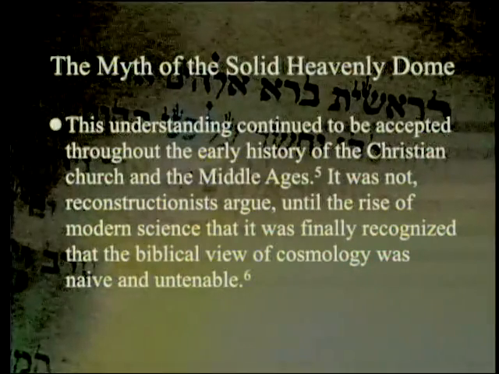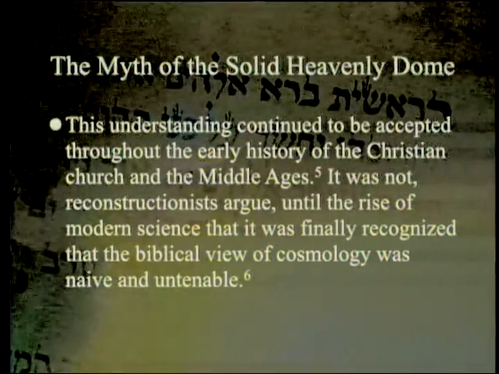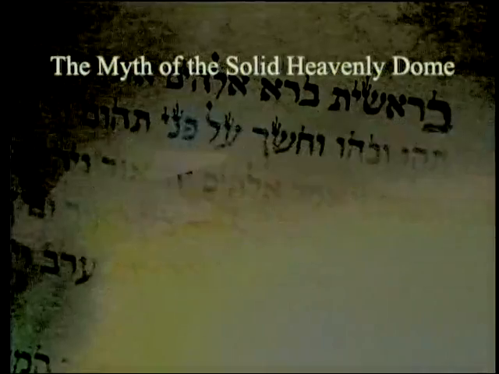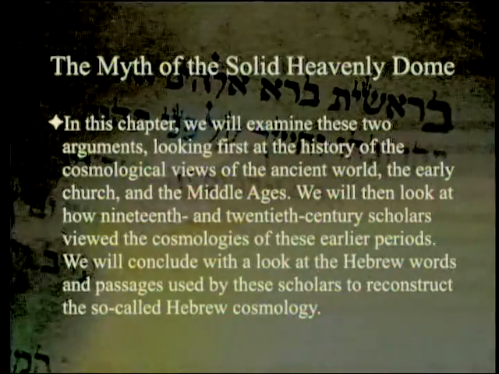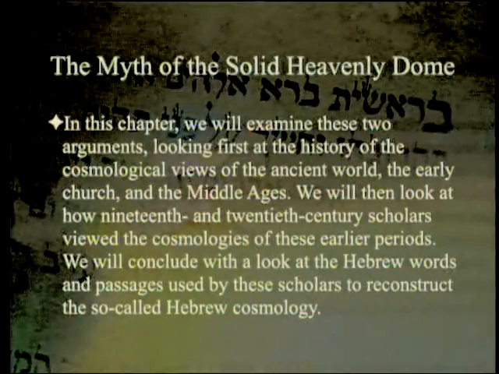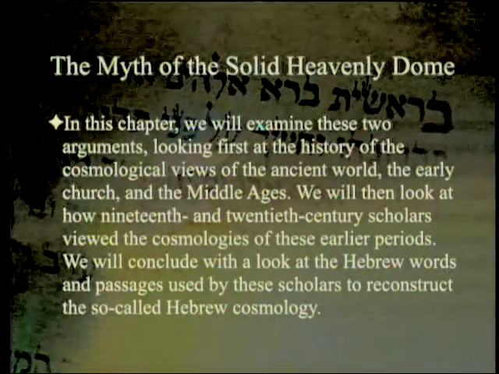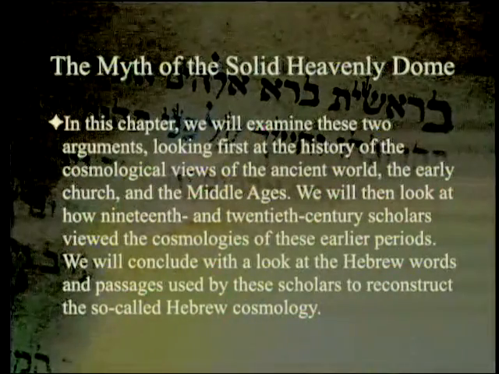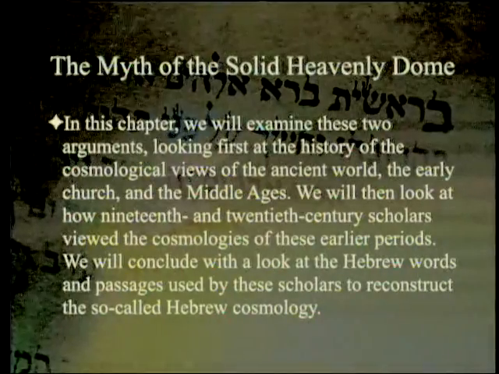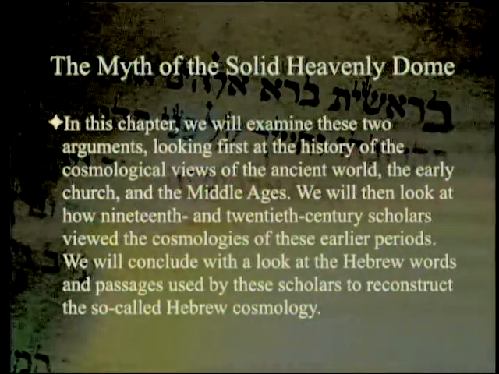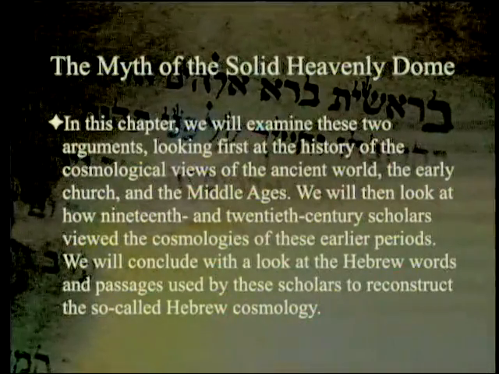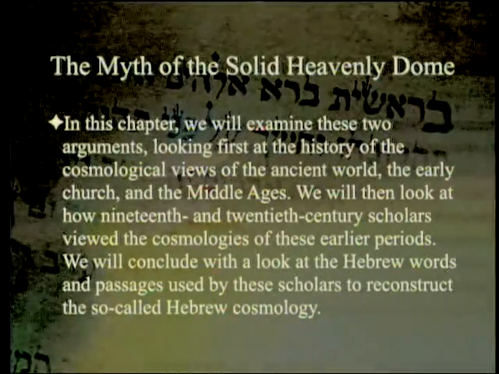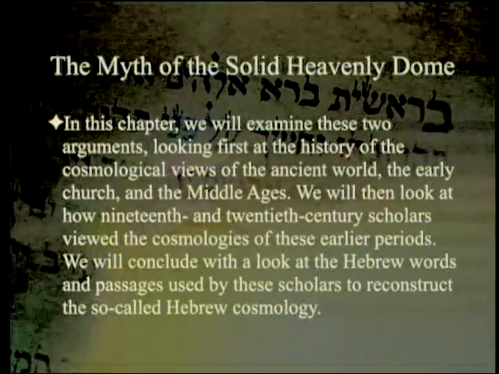In the book we are asked to go back in our minds to before it was felt to be untenable so you could see what it was really like. At least that's their opinion. In this chapter that we're looking at now, we will examine these two arguments, looking first at the history of cosmological views of the ancient world and the early church in the Middle Ages. We will then look at how 19th and 20th century scholars viewed the cosmologies of these earlier periods. And that's what we will be doing this week. And then next week, we will conclude with a look at the Hebrew words and passages used by these scholars to reconstruct the so-called Hebrew cosmology.